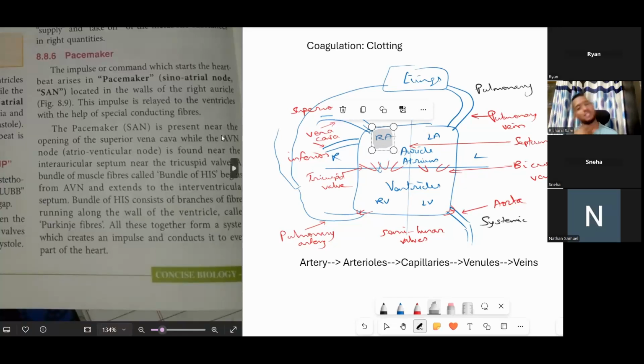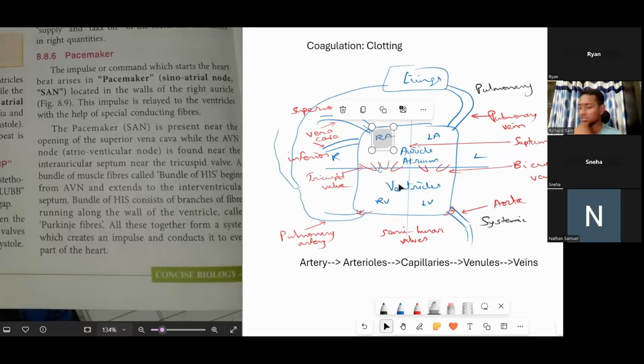The second part is the AVN, the atrioventricular node. As the name itself suggests, atrioventricular means what? Atrium means atrium, and ventricular means ventricles. So it's located in between the atrium and ventricle. It's located near the interauricular septum.